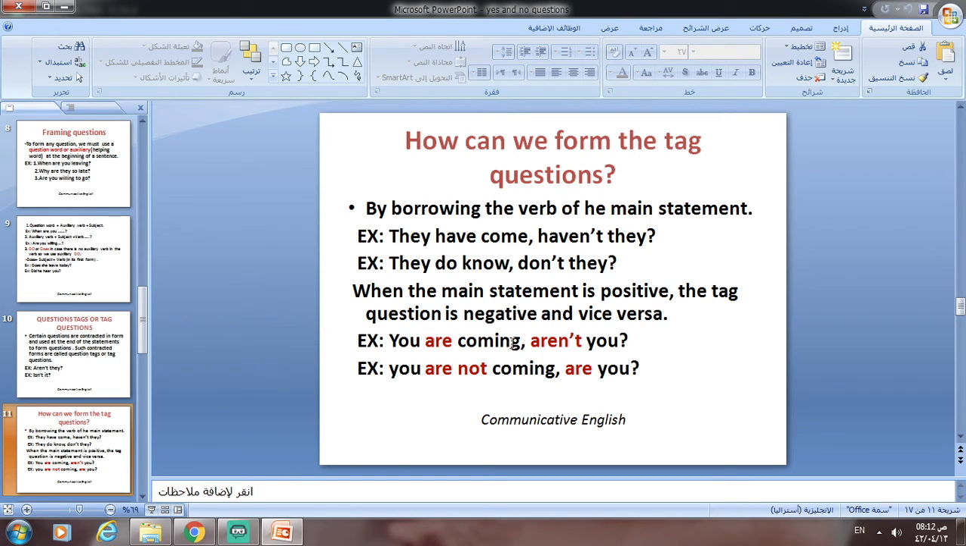Like, you are coming, aren't you? Here the auxiliary verb is positive, so we put it in negative form. You are not coming, are you? So this is the way we use the question tags.